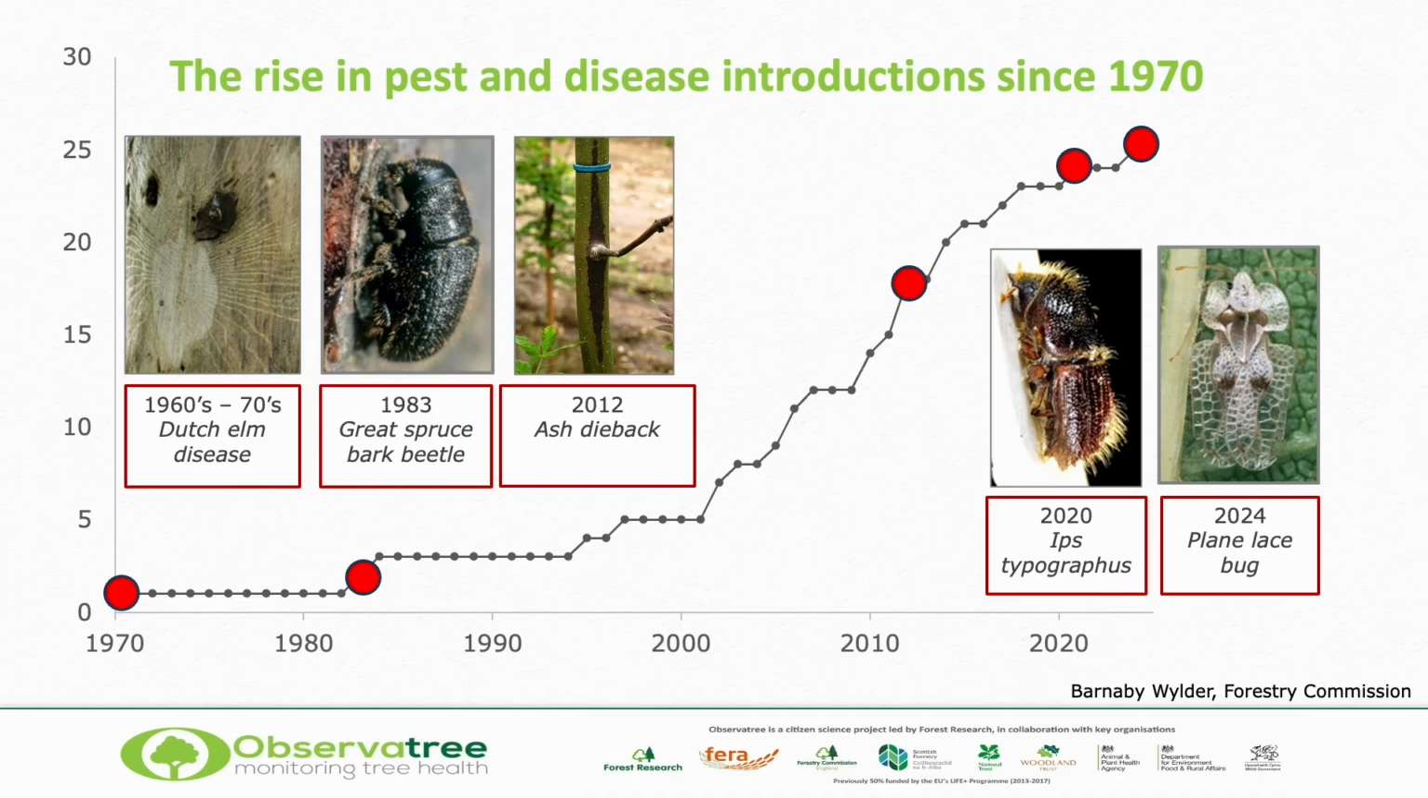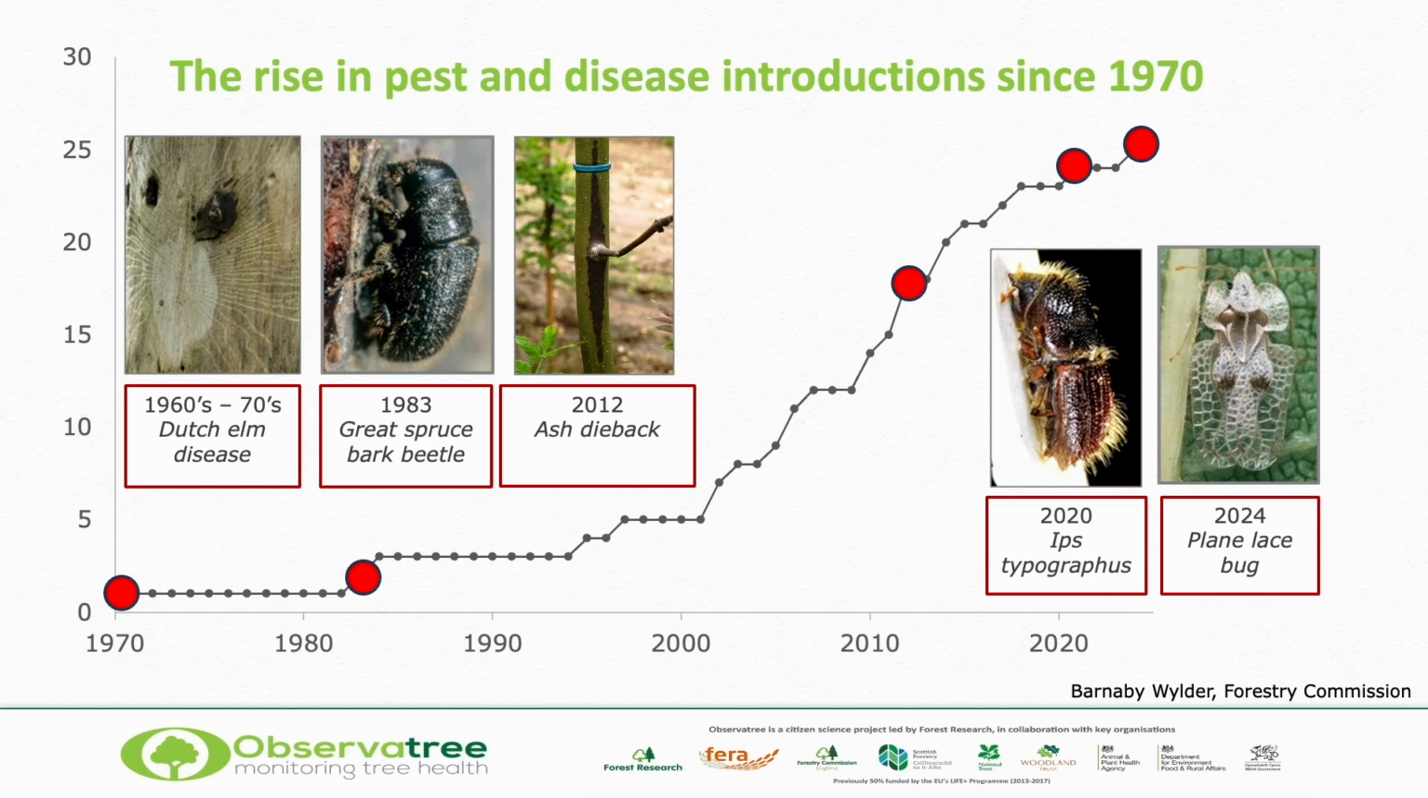Around 1983, Great Spruce bark beetle was found in Shropshire, down in southern England, and that is now spreading up through Scotland. I'll talk a bit more about that later. And then probably the biggie in current memory is ash dieback. There can't be anybody involved with trees who hasn't heard of it or seen it, because since its detection back in 2012, it has spread over most of the UK. And ash dieback is really what triggered the start of Observatree, this citizen science program that I'm involved with.